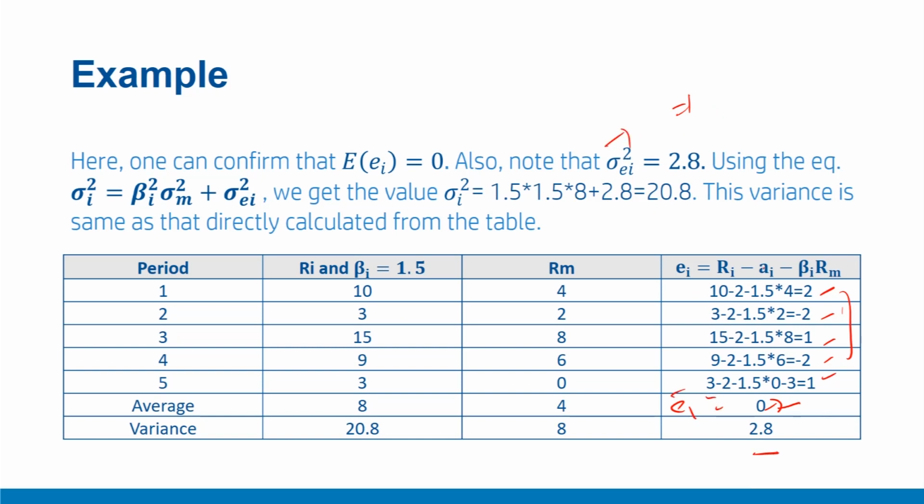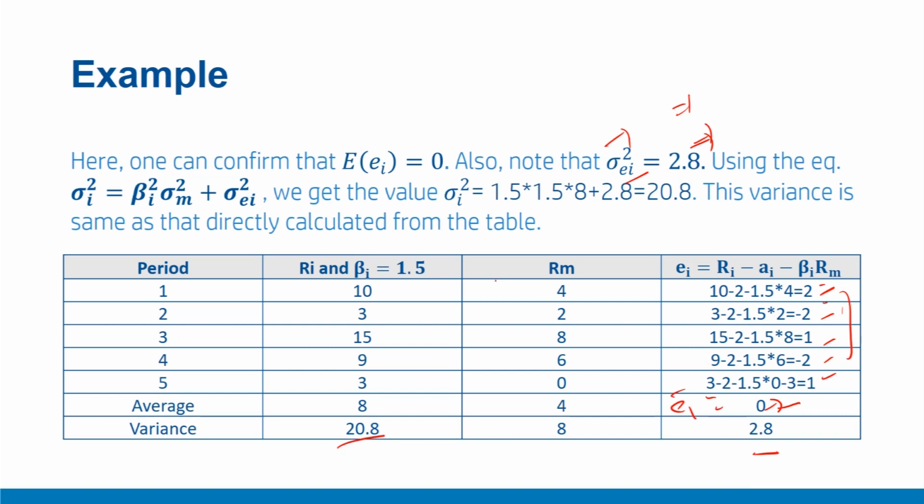So we have the variance here. Using these values, we can compute the variance of ei, which is sigma square ei. This is also the residual component of risk in the model. Now that you have the residual component of risk, you can separately compute the overall variance, which is 20.8, the total risk, which includes the market part of risk as well as the idiosyncratic part of risk.